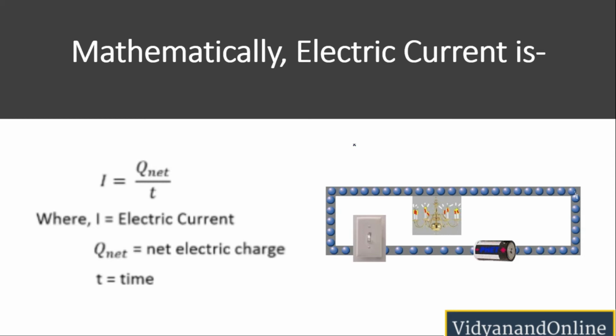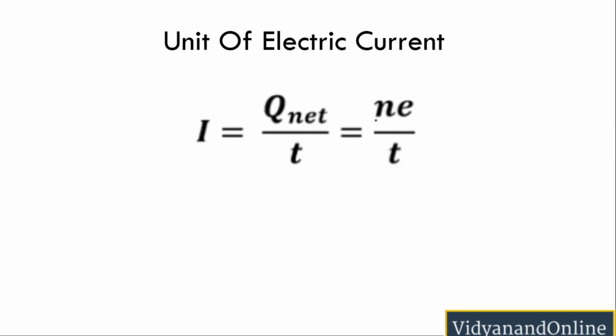So if we have to explain electric current mathematically, how can we do it? For this, let us consider this area. The amount of charge flowing in this area per unit time will give you the amount of current flowing through the circuit. So I is equal to Q net upon T, where Q is the total amount of charge flowing in time T. We know that Q net is equal to N into e, where N is the number of electrons and e is the charge on one electron, and the time has to be in seconds. So I is equal to Ne upon T.